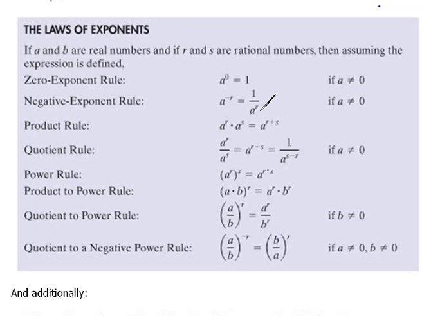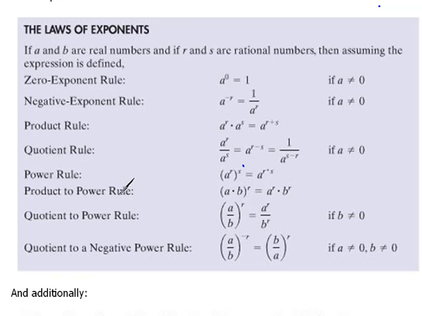Okay, don't forget that. Then we have our product rule that says whenever you're multiplying two bases that are the same, we add the exponents. So that's what that rule is saying. Then we have our quotient rule that says when you're dividing two bases that are the same, we subtract the exponent. So this would be r minus s as our exponent. We have our power rule that says anytime you're raising an exponent to an exponent, you actually multiply those two exponents. So this would be r times s.